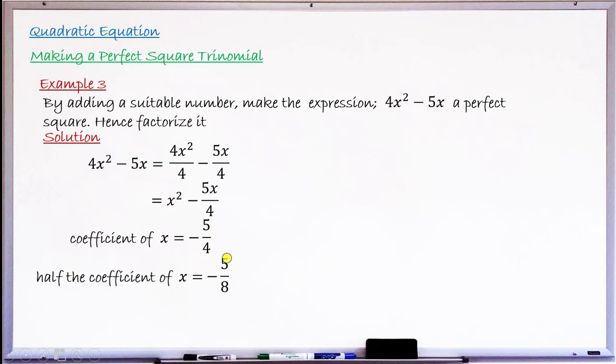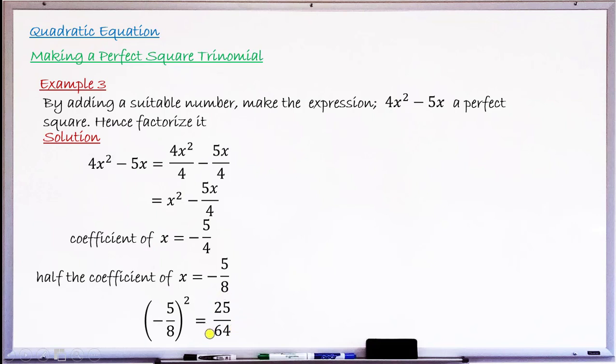So 5 times 1 gives you 5, 4 times 2 gives you 8. So this is half the coefficient of the lettered term. Next I have to find the square of this result, 5 over 8. So I should square it. The square of 5 over 8 gives me 25 over 64.